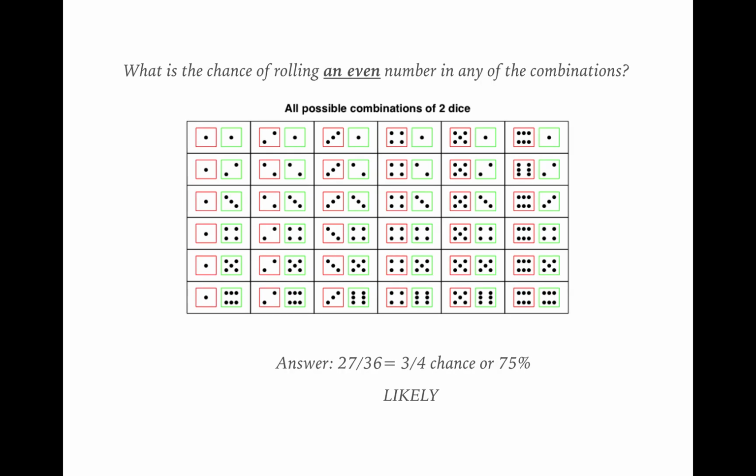Now, next one. What is the chance of rolling an even number in any of the combinations? When you look at this, again, you can have a look for yourself. Even numbers would be 2, 4, and 6. So you can count how many of these combinations or outcomes would have an even number. There are 27 outcomes. So 27 over 36, or 3 in 4, a 75% chance of getting an even number. Now if you have dice, you can try an experiment at home a little bit more. Okay, now let's move on.